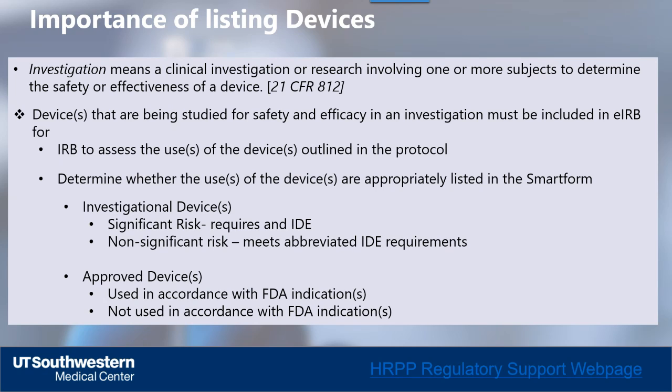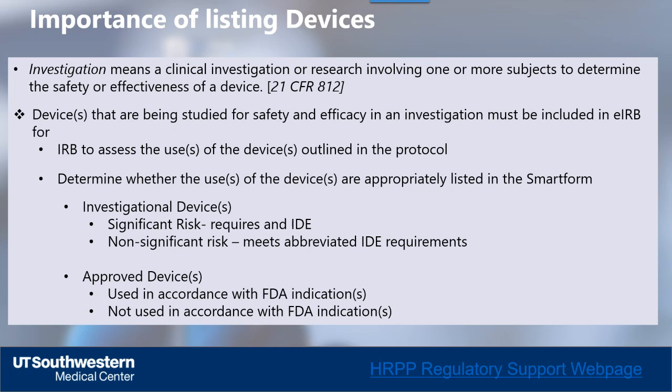Devices can be investigational, where the device meets the FDA's definition of significant risk, which requires the issuance of an IDE prior to an investigation being initiated. Investigational devices can also be considered non-significant risk devices and determined by the IRB to meet what we call abbreviated IDE requirements. Research also involves approved devices that are being used in accordance with the FDA-approved indication and may also involve approved devices not being used in accordance with its FDA-approved indication.